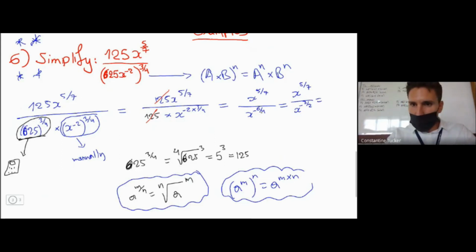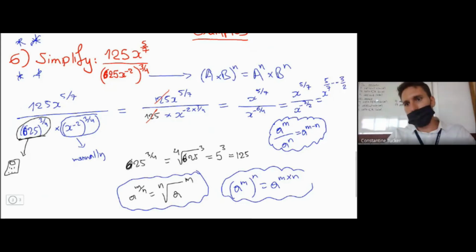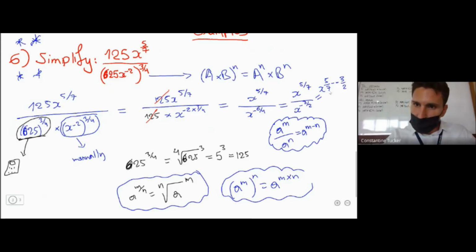Okay, so now what rule are we going to use here? A to the power of m divided by a to the power of n is equal to a to the power of m minus n. So this is a property we are going to use here. So basically we do x to the power of 5/7 minus 3/2. And that equals... There you go, I'm going to do it this way. Right, so this is what we have to do, x to that power.